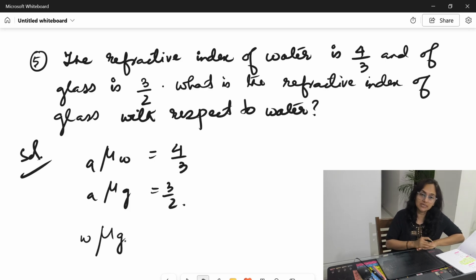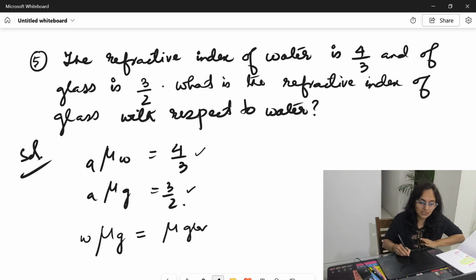So remember, there is a formula and I am coming to the formula. First see, air mu W, which is also called the absolute refractive index of water, is given to us as 4 upon 3. Air mu G is given to us as 3 upon 2. Now remember, for W mu G, the formula is that it is equal to mu glass, which means air mu glass upon air mu water, or air mu.